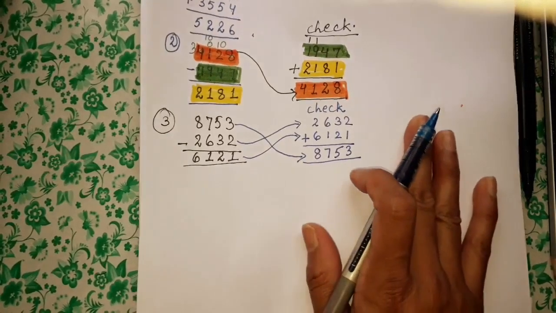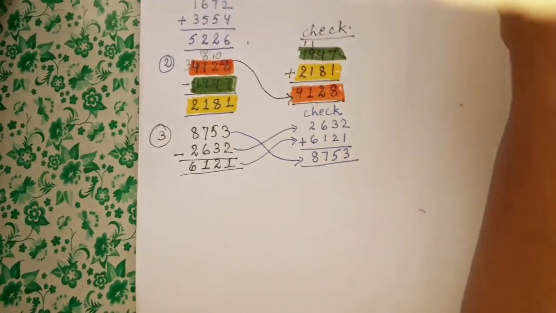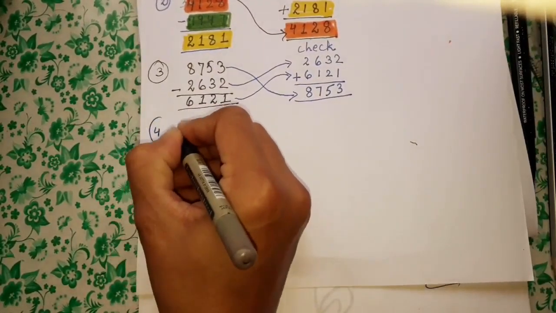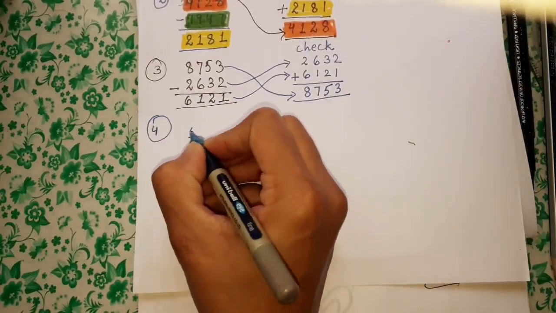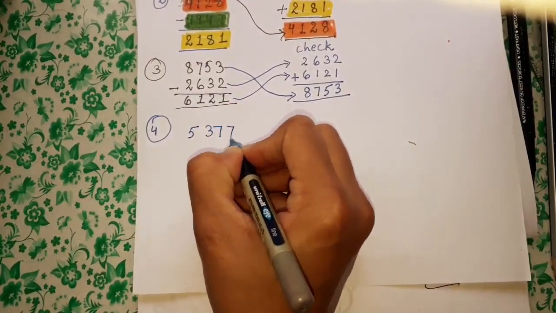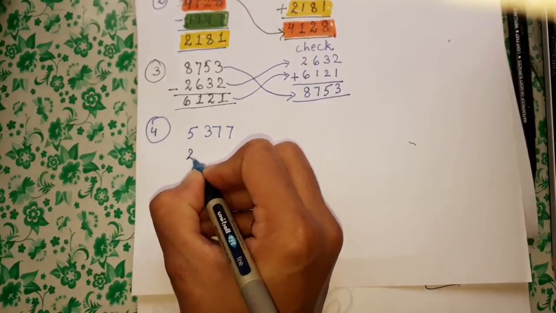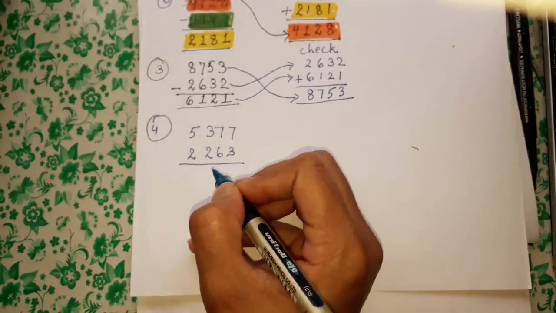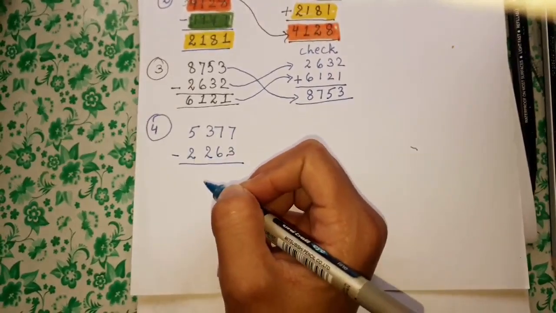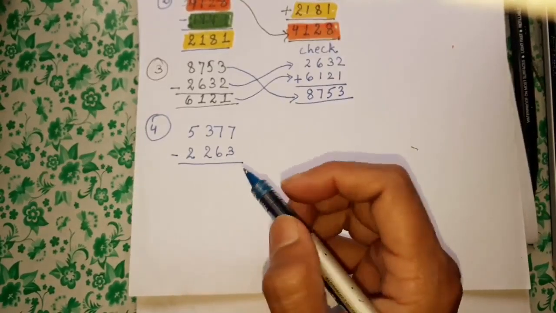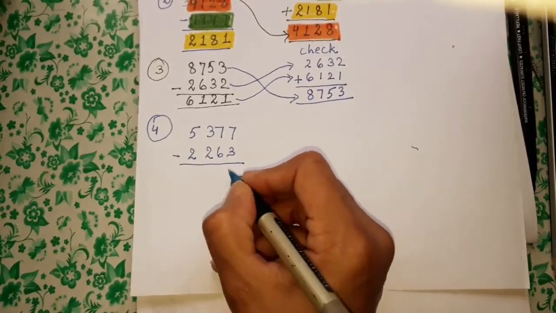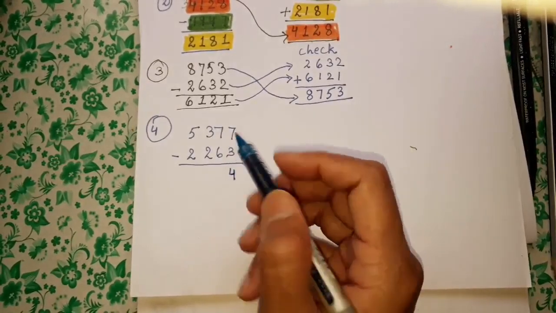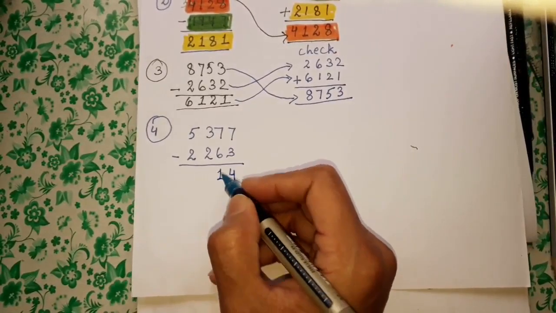Now, let's take our next question. Fourth example. 5377 and we have to subtract 2263 from 5377. Let's do our subtraction. When we subtract 3 from 7, we get 4. And when we subtract 6 from 7, we get 1.